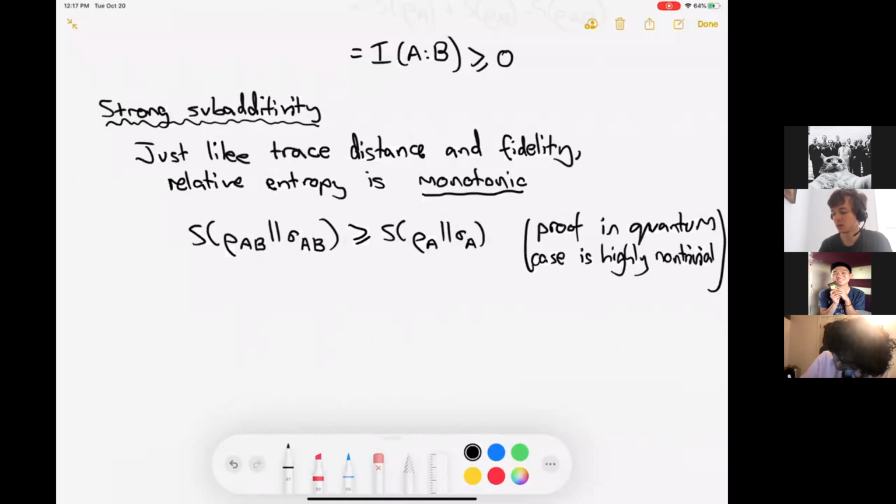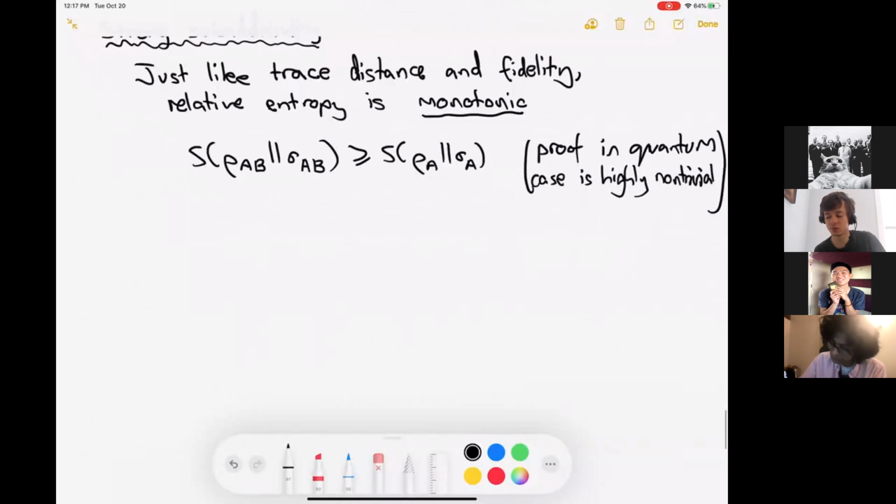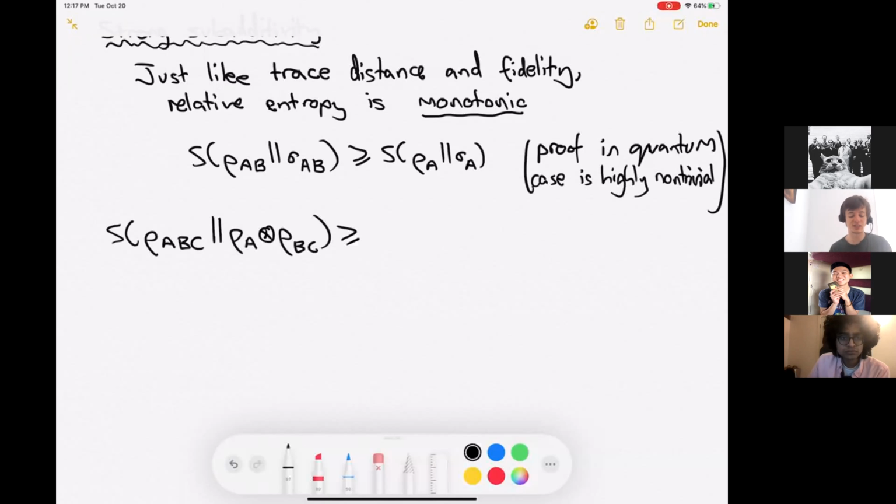Okay, so what does that mean? Well, it means that if I have some state, rho ABC, on 3 systems, then the relative entropy of rho ABC relative to rho A tensor rho BC is greater than or equal to what we get if I just throw away C on both sides, right? So the relative entropy of rho AB relative to rho A tensor rho B.